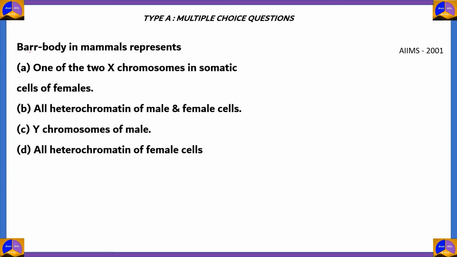Our next question. Bar body in mammals represents A, one of the two X chromosomes in somatic cells of females, B, all heterochromatin of male and female cells, C, Y chromosomes of male, and D, all heterochromatin of female cells. What is bar body? Now, bar body is inactive X chromosomes found in somatic cells.